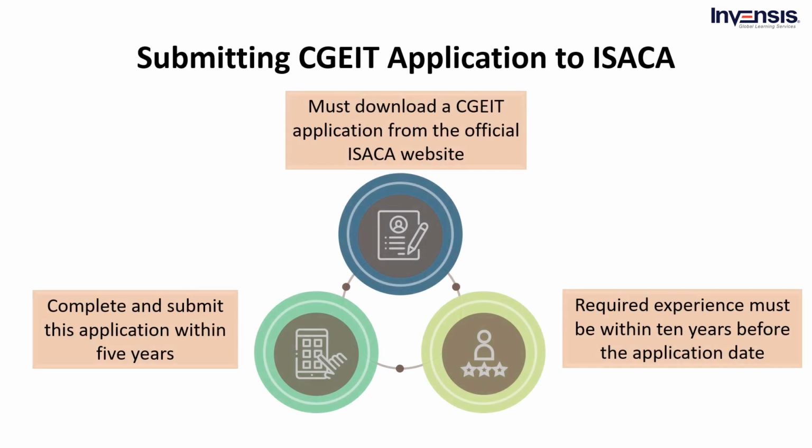Second, submitting the CGEIT application to ISACA. Once you successfully clear the CGEIT exam, you must download a CGEIT application from the official ISACA website. You need to complete and submit this application within 5 years from the day you complete the exam with a passing score. If you do not do this within 5 years, you will need to take the examination again and resubmit your application once you clear it again. The required experience must be within 10 years before the application date.